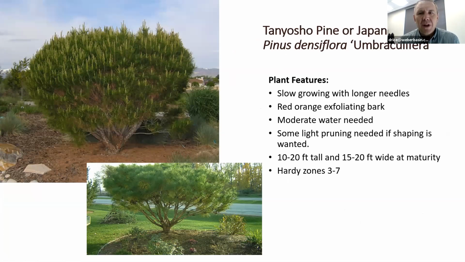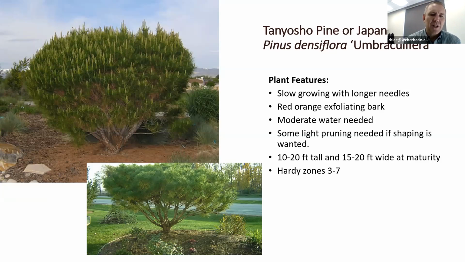So I threw this one in here just because we have one of these in our learning garden here, and I've seen them around. I just think it's a cool looking shrub or tree, Tanyosho pine or Japanese umbrella pine, and they're slow growing. They have this really nice reddish orange exfoliating bark, moderate water need. I think they just look really cool, kind of the shape.